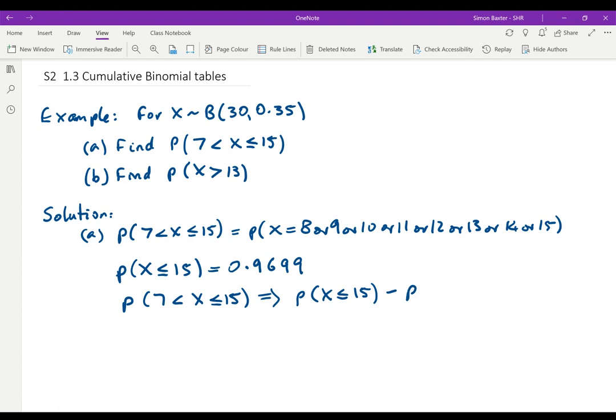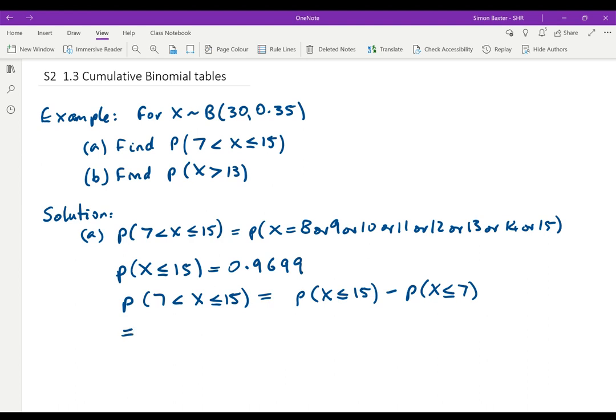minus, now the probability tables always refer to less than or equal to in each row. So we must put something in here which is going to work: X less than or equal to 7. So if we take everything up to 15 and take away 7, 6, 5, 4, 3, we're left with 8 up to 15.